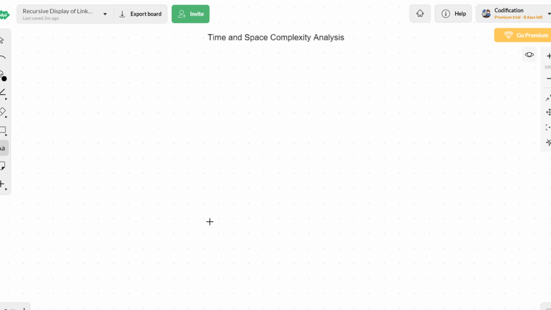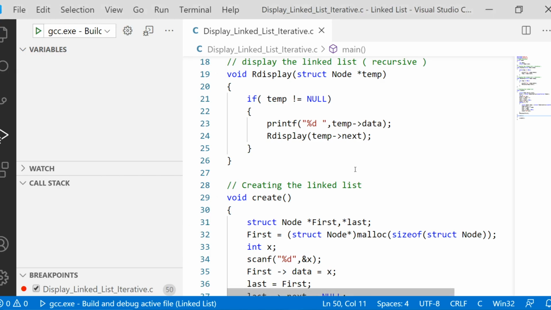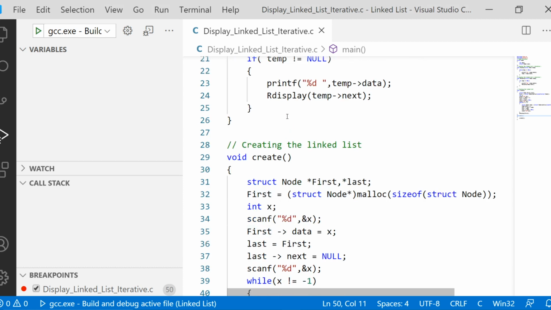First of all, let us go for the time complexity analysis of creating a linked list. We will do it for create, because creating is actually common for both your recursive approach and your iterative approach. So first of all, let us find the time complexity of the provided create function.